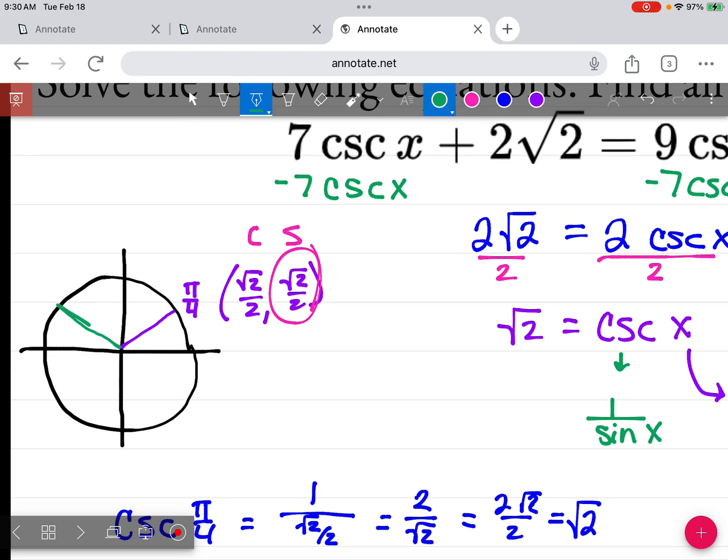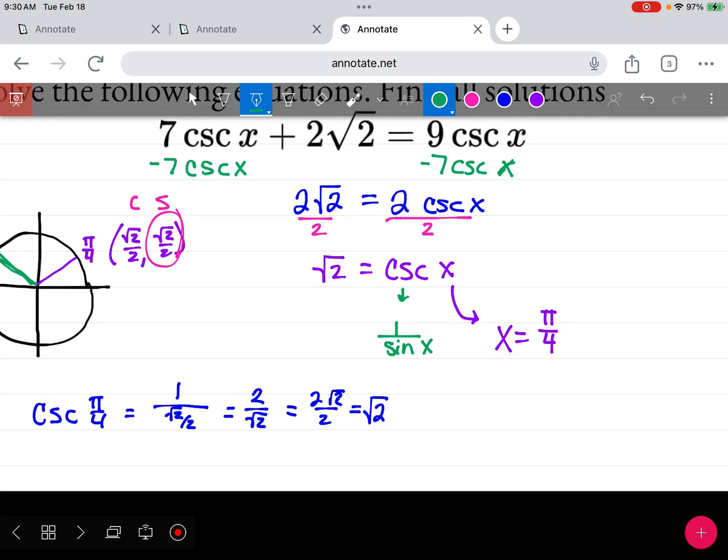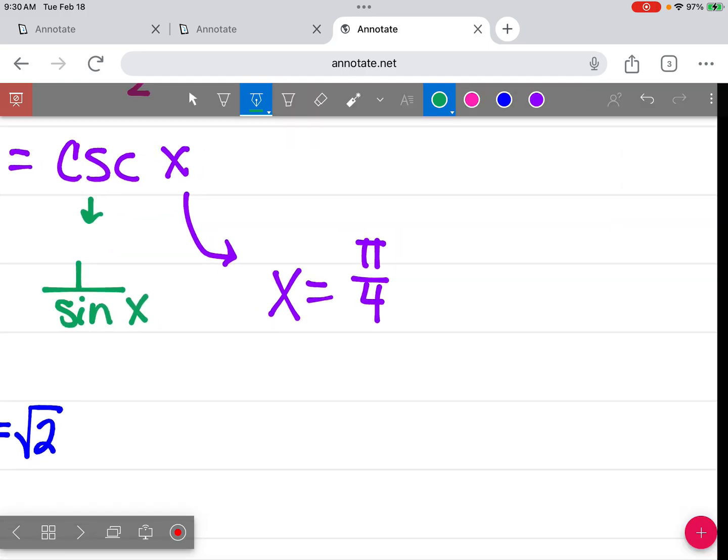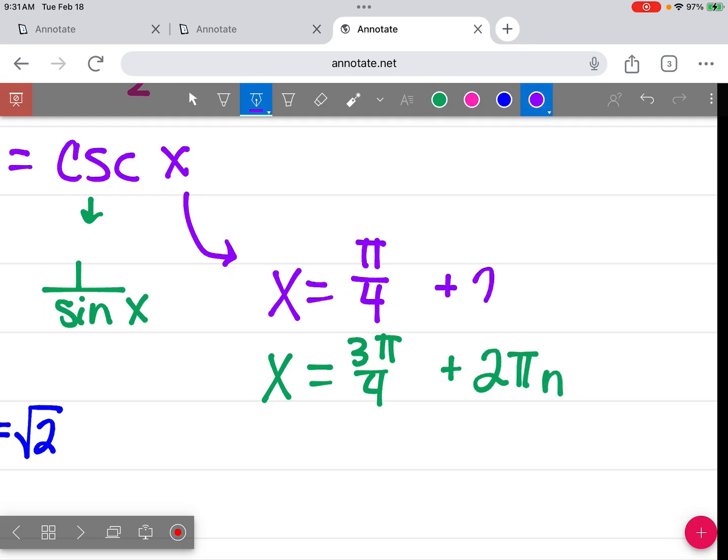That's when our y's are the same, so it's going to be this guy over here, our 3 pi over 4. That's a 4. It looks straight up like a y, but that was a 4. So pi over 4 is one of our solutions, and 3 pi over 4 is one of our solutions, but we need to include all of our coterminals. So we're going to add 2 pi n to both of these.